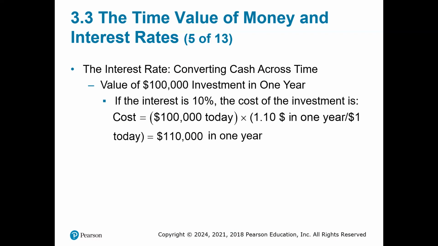The interest rate converting cash across time. Here you see the value of $100,000 investment in 1 year. If the interest is 10%, the cost of the investment equals $100,000 today times $1.10 in 1 year divided by $1 today, which will give you $110,000 in 1 year.